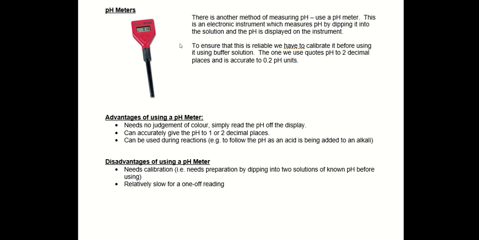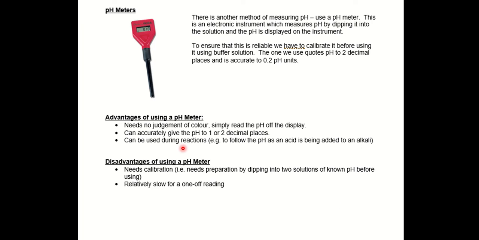So the pH meter can be used to measure pH. It's quite often more accurate than the universal indicator, so quite often accurate to, and you can see ours there, about 0.2 pH units. That's the accuracy of the little meters we use there in school. The advantage is there's no judgment of colour this time. You simply put it in and then you read it off. It can give accuracy, right, so much more, to 1 or 2 decimal places. You saw some of those there.